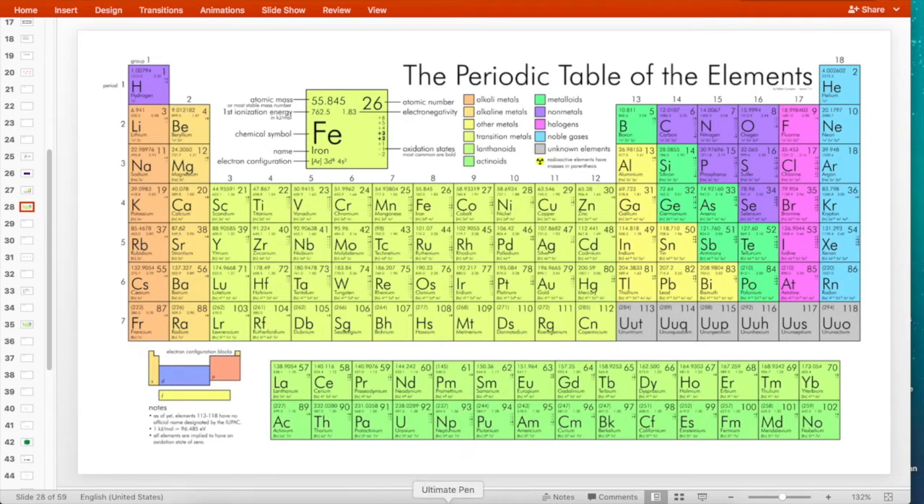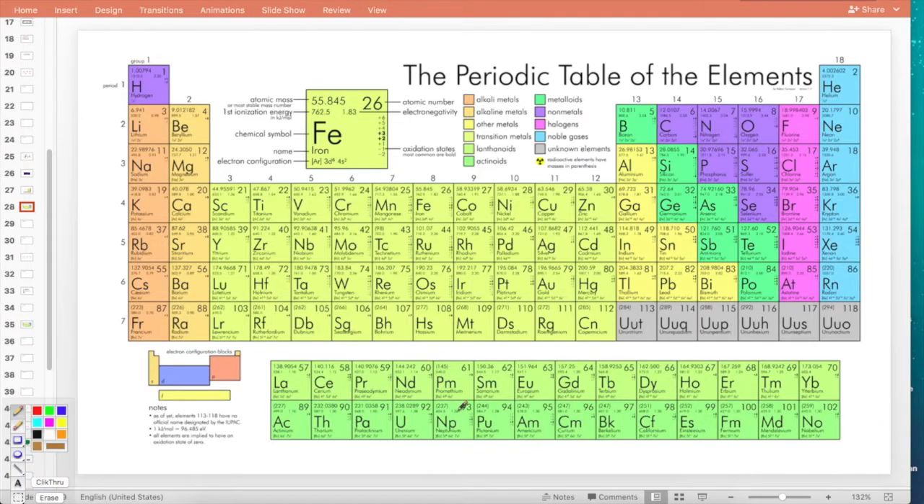Yes, the periodic table, one of my favorite human accomplishments ever made. This table never ceases to amaze me. So let me tell you what this is. This table is an organized chart of all the known elements. Most of them occur in nature. Some of them we've had to create in the lab.